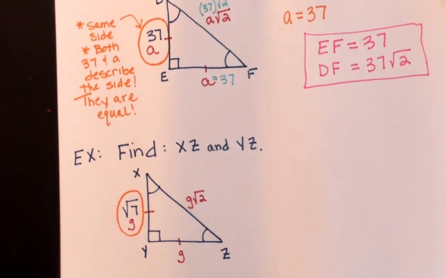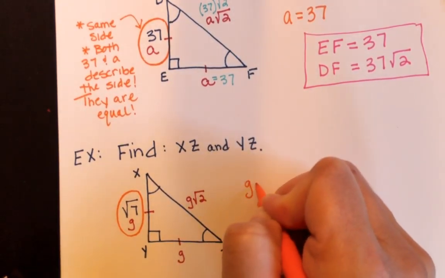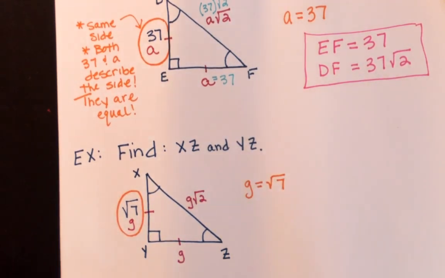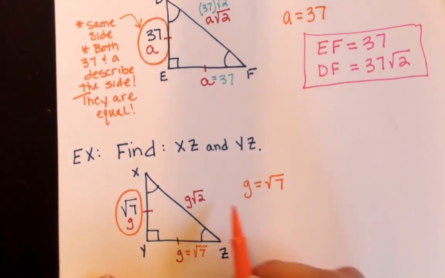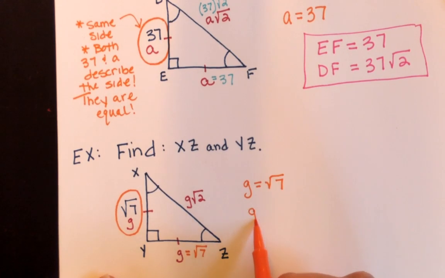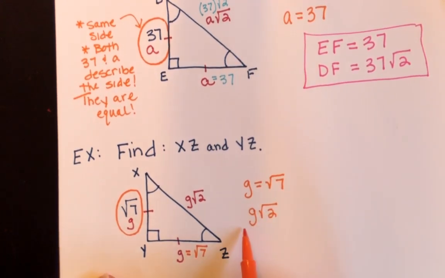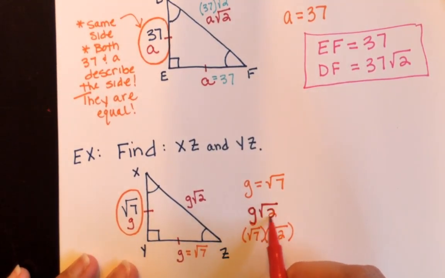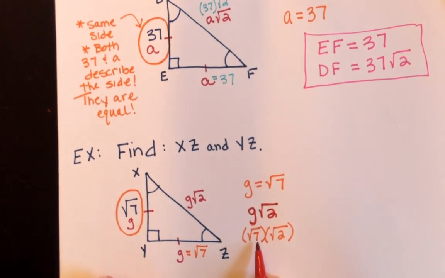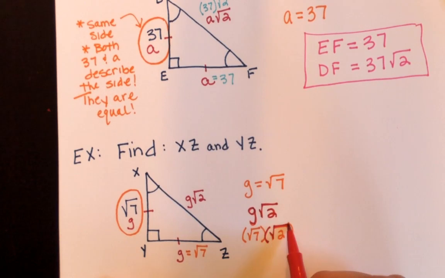We have our value where we know that G equals radical 7. So that means on this side, we end up with radical 7 as well. But that means that over here, our G radical 2 will now be radical 7 times that radical 2. So this G radical 2, we're now going to plug in radical 7 for G, and we're going to keep that radical 2 that was already there.